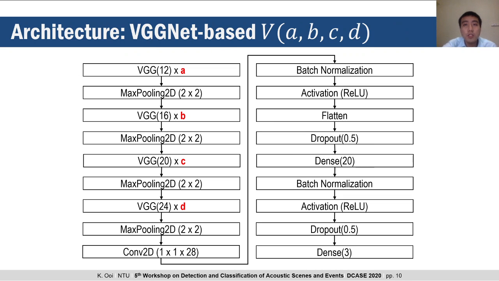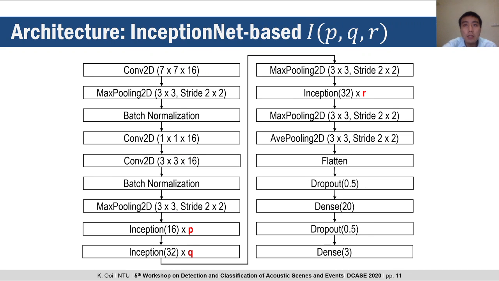We will call the variant of VGGNet that we used for submission V of ABCDE, where A, B, C, and D are parameters that control the depth of the model by varying the number of VGGK blocks used in the network, and I have highlighted them in red in the architecture here. For submission, we actually used A and B equal to 2 and C and D equal to 3. Similarly, we will call the variant of InceptionNet that we used for submission I of PQR, where P, Q, and R are depth parameters that control the number of InceptionK blocks. As can be seen in red in this diagram, I have highlighted P, Q, and R. For submission, we used P and R equal to 2 and Q equal to 1.